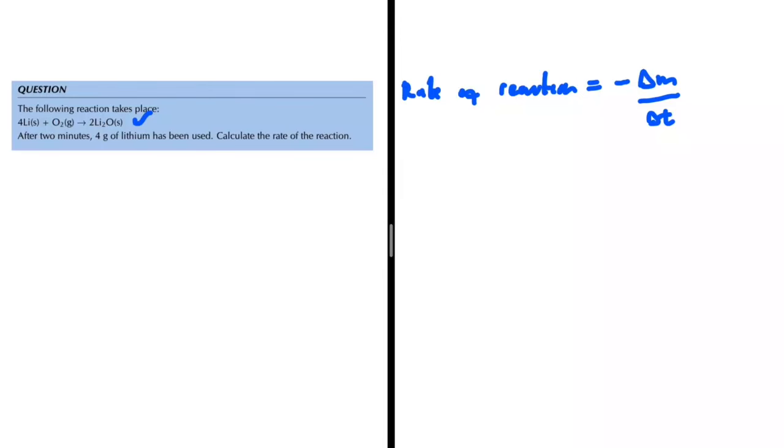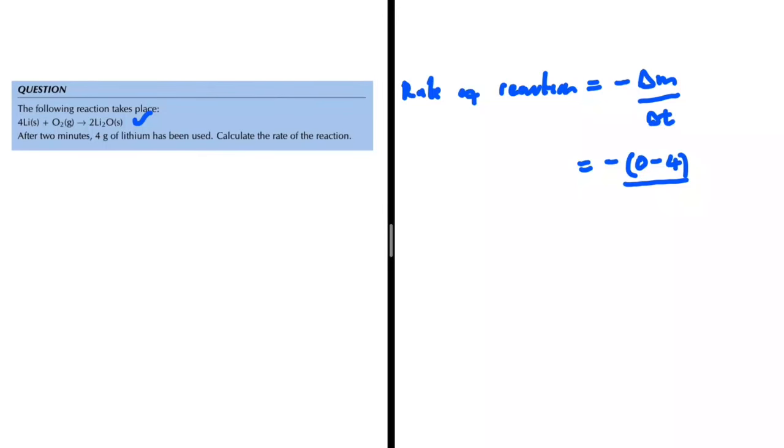So here the rate of reaction is going to be equal to minus mass final minus mass initial, right? That is what we imply by the change in mass. After 2 minutes, 4 grams of lithium has been used. So we can say that now we have 0 as the final, and the initial we have is 4 grams, right? And then we divide that by the change in time. This is happening over the course of 2 minutes.